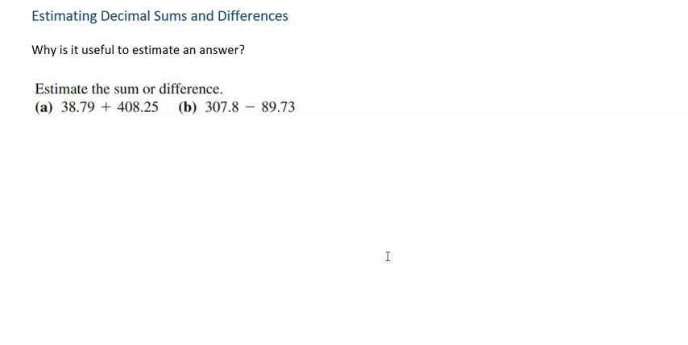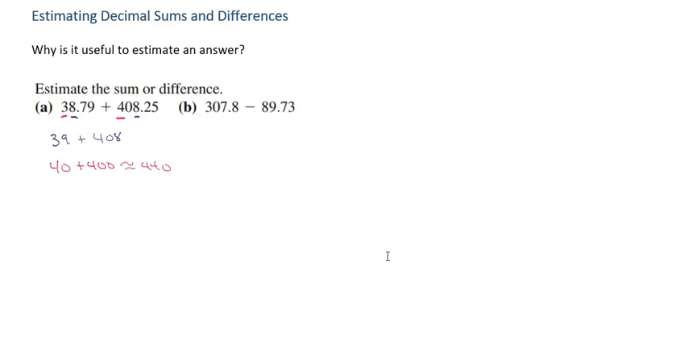So this first one, you just want to look at it and say, all right, what do I want to round to? What would make this easy for me to do in my head? And of course, you can just round to, say, the ones place and call this 39 plus 408. Or you could round to the tens place or the hundreds place and call it 40 plus 400, which is about 440, and that's often easier for a lot of people to do in their head.